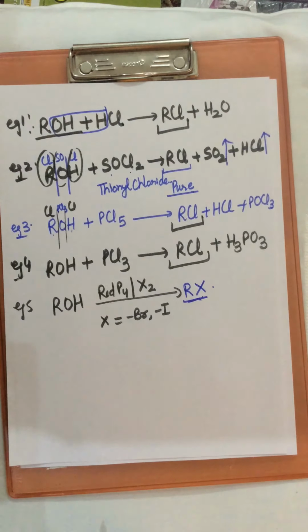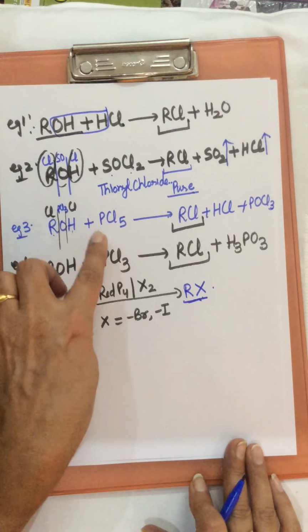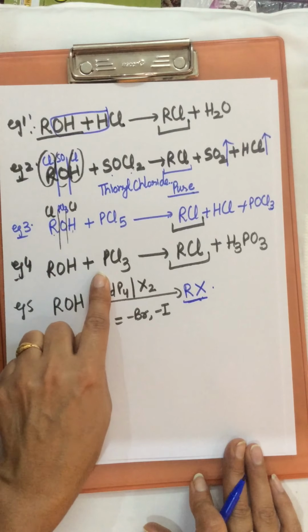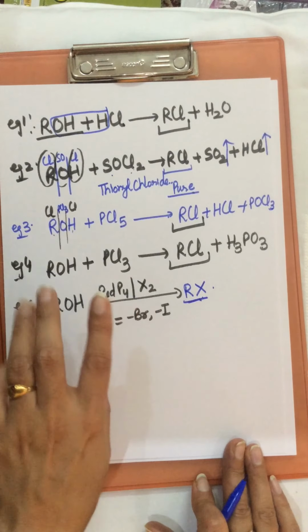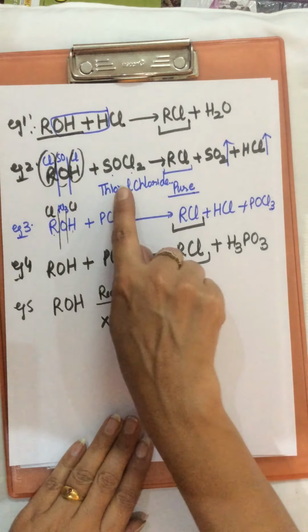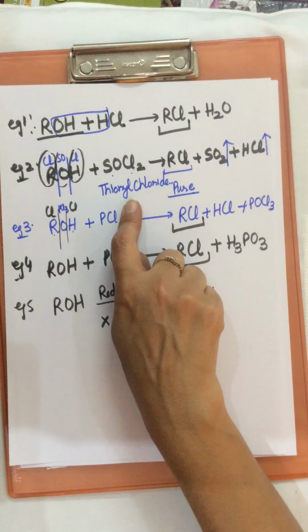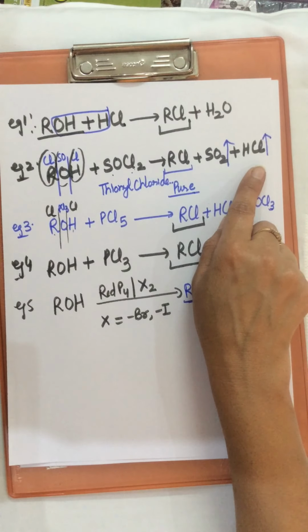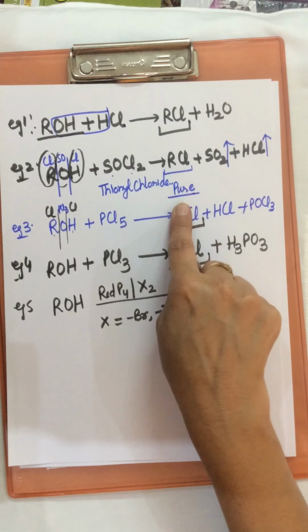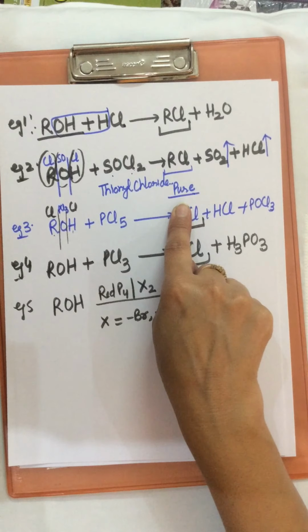Alcohols reaction with HCl, with thionyl chloride, PCl5, PCl3 and with red phosphorus and halogen. Out of all these, this method, that is thionyl chloride method, this is preferred. Why? Because other two products are escapable gases, so we are getting pure haloalkanes by this method.